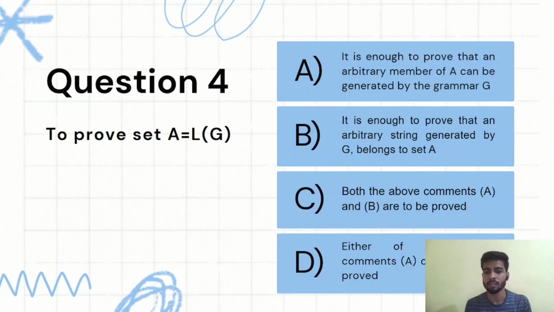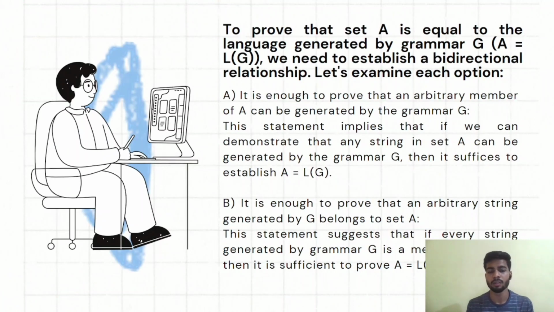G. And the second option is it is enough to prove that an arbitrary string generated by G belongs to set A. The third option is both the above comments A and B are to be proved. And the last option is either of the above comments A or B is to be proved. Now moving to the answer.